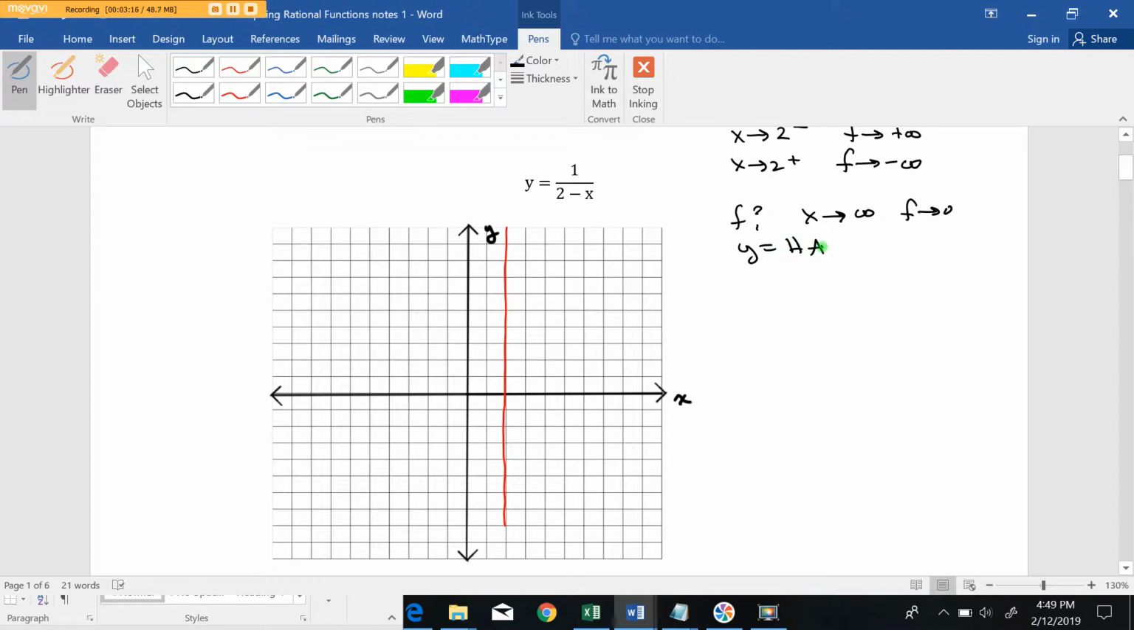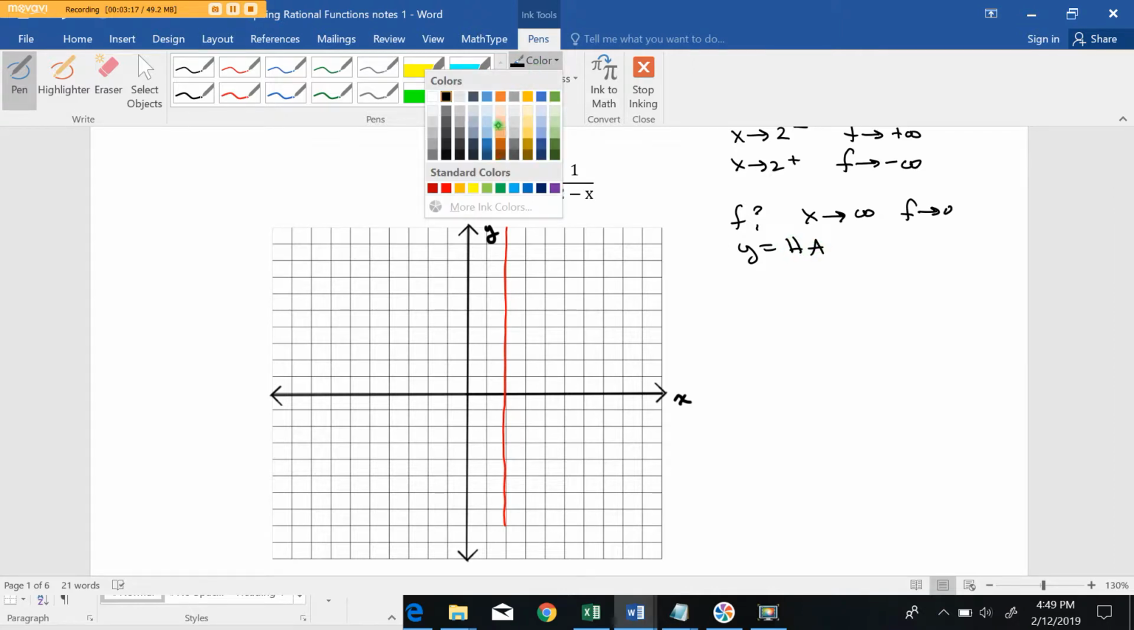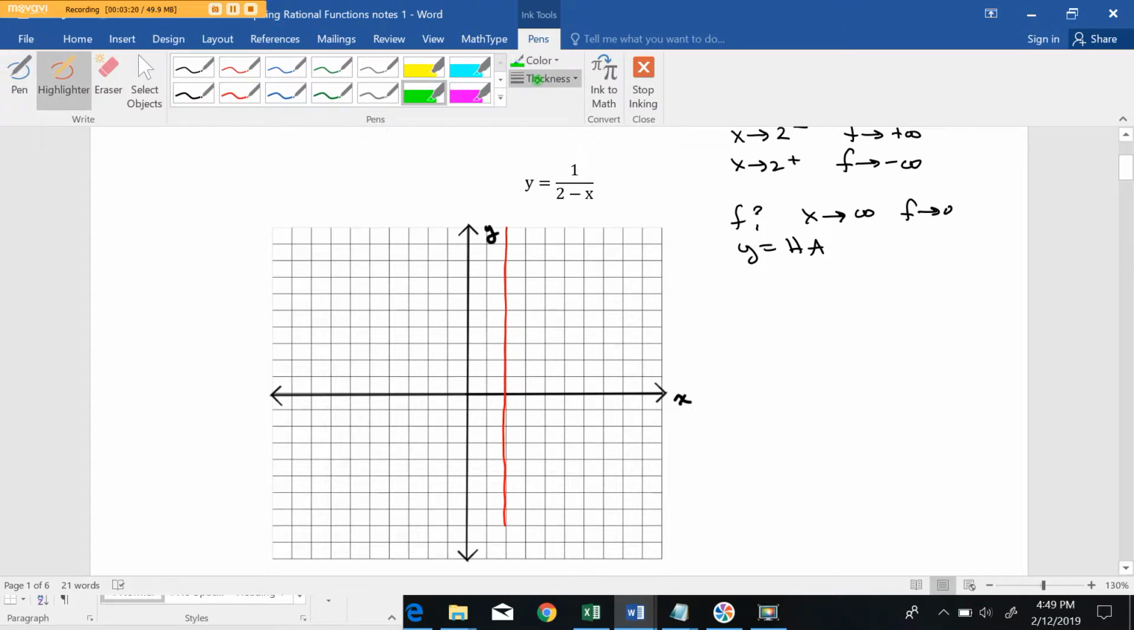I'm going to do that one in green. I like green for horizontal asymptotes. y equals 0 will be your horizontal asymptote anytime the power in the bottom is higher than the top. So anything that's a number over x, a number over x squared, maybe 3x over 5x to the 5th in the bottom or something like that. Anytime the bottom is a higher power than the top, y equals 0 will be a horizontal asymptote.